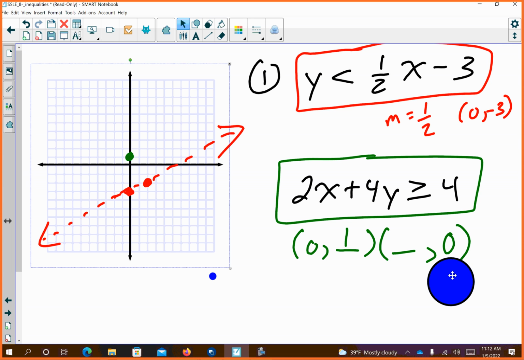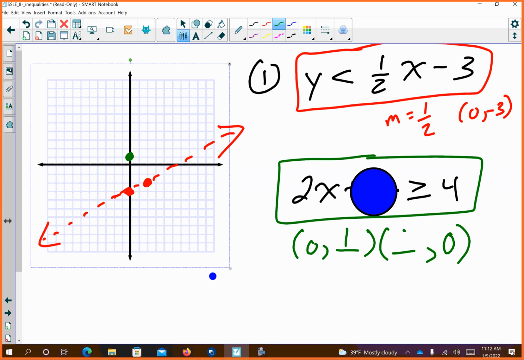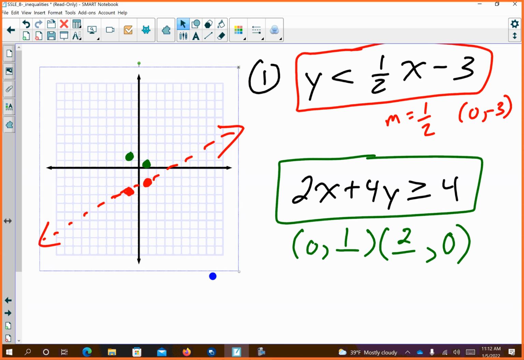This 0 here that the blue dot's underneath is an X or a Y value. Y. Cover that up. 2 times what number gives me 4? 2. Okay. All right, friends. Solid or dotted? Solid because it has a little equal sign on the bottom, right?